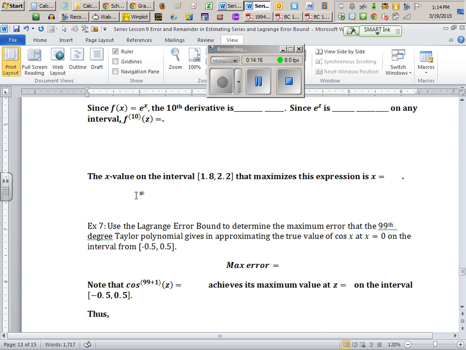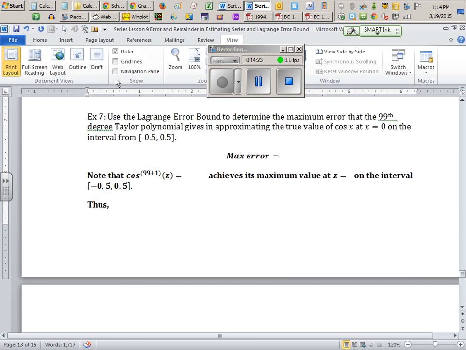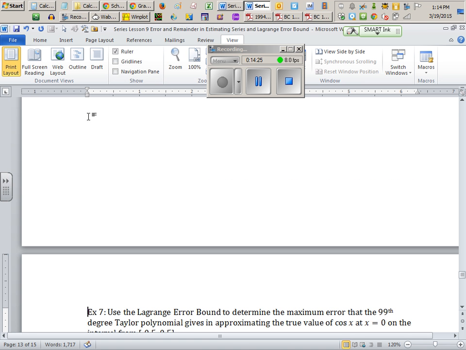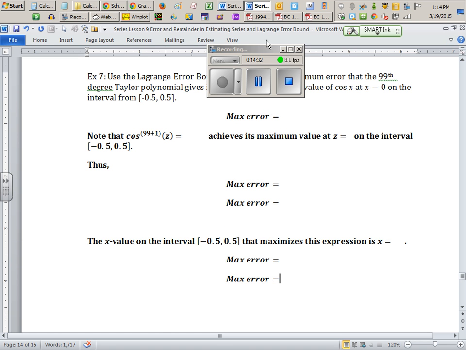Okay, let's go down to this next example. Use the Lagrange error bound to determine the max error that the 99th degree Taylor polynomial gives in approximating the true value of cos x at x equals 0 on the interval from negative 0.5 to positive 0.5.